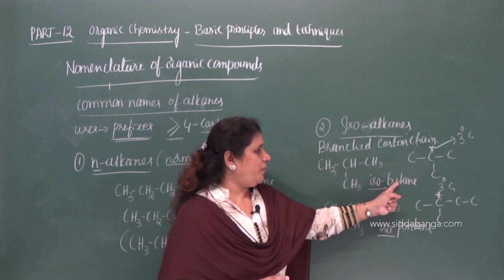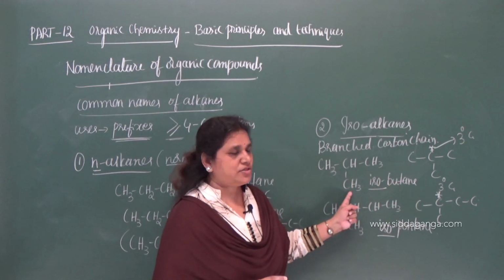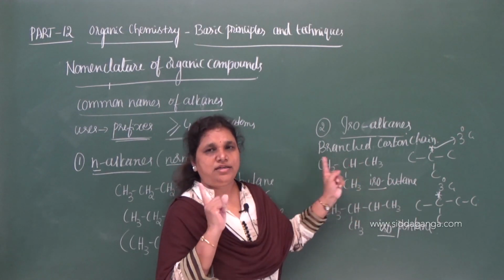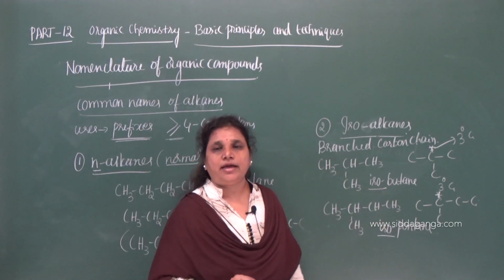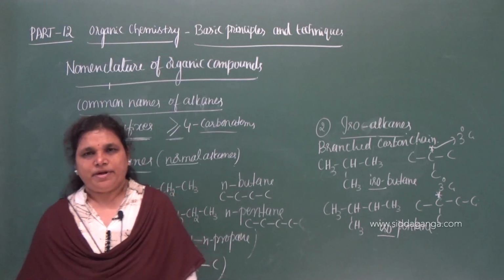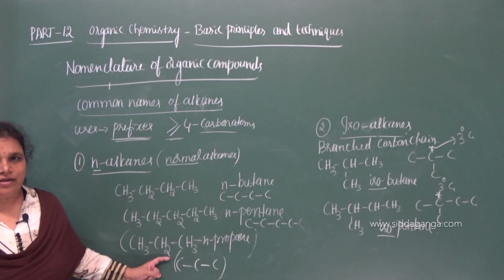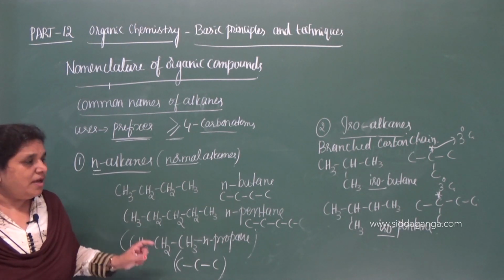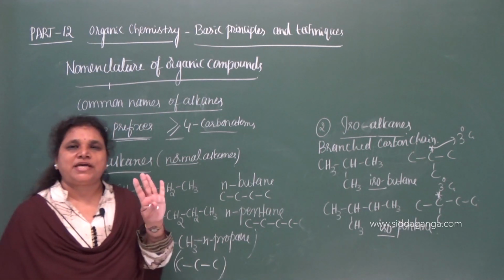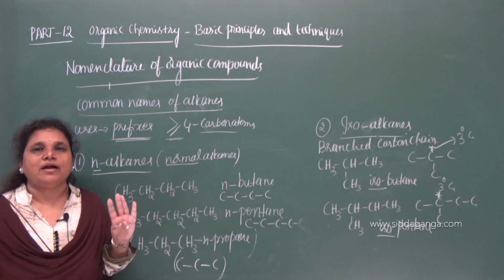So isobutane, because the carbon chain is branched and it contains at least one tertiary carbon, and this is isopentane as it contains a tertiary carbon. But as I said, propane, we cannot branch the propane here. The reason for that is a minimum of 4 carbon atoms are required to branch a carbon chain.